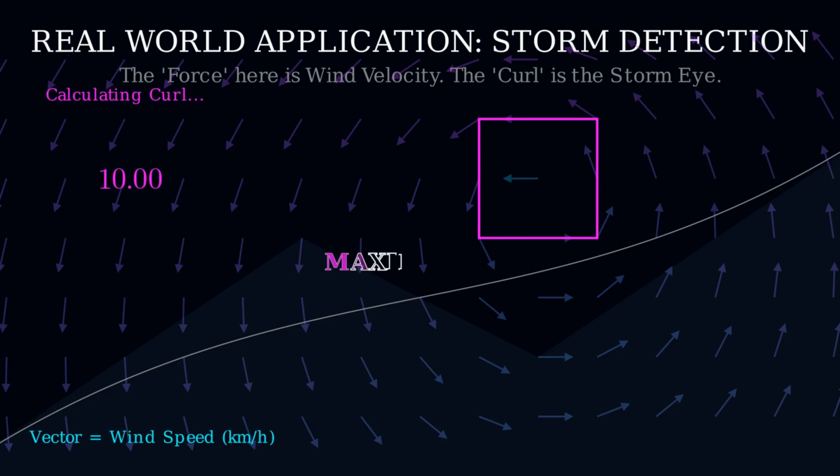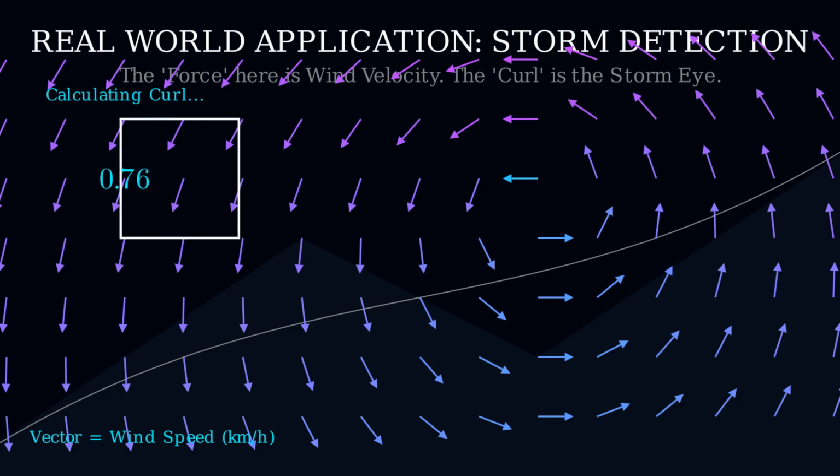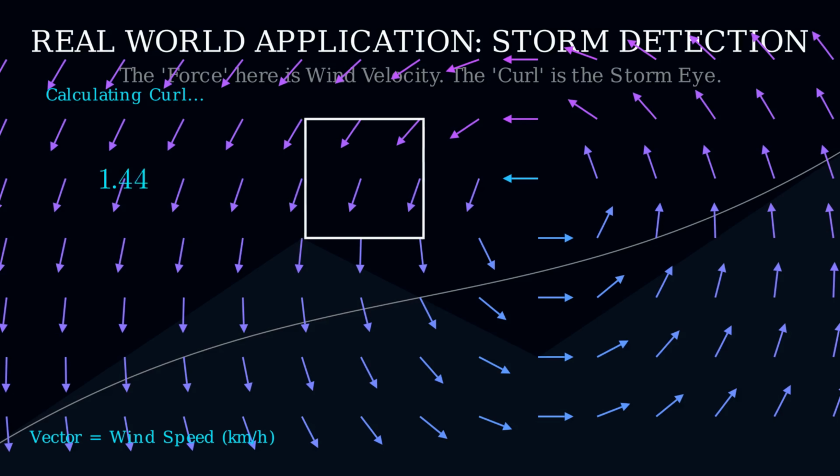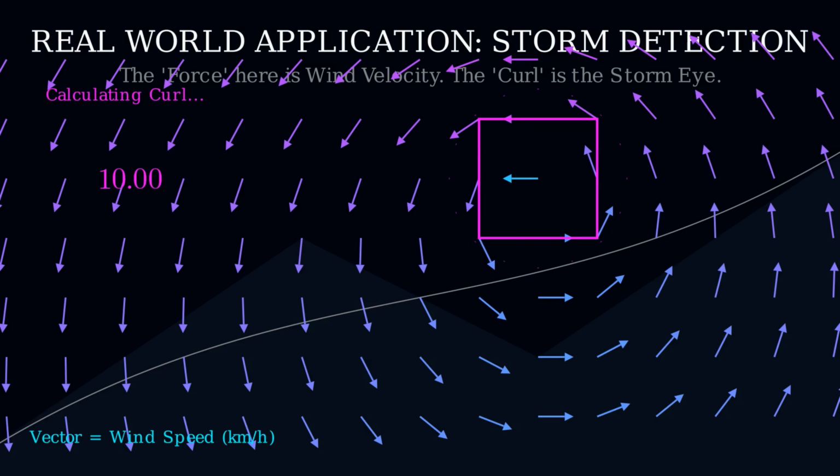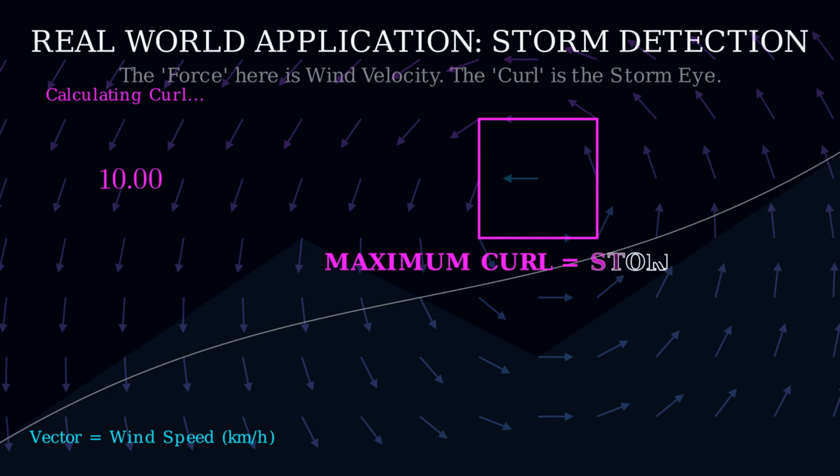The AI flags this region not because it visually sees a cloud, but because the math proves the field is rotating. This is the essence of modern weather prediction. Models don't look for pictures of storms. They hunt for regions of maximum curl.